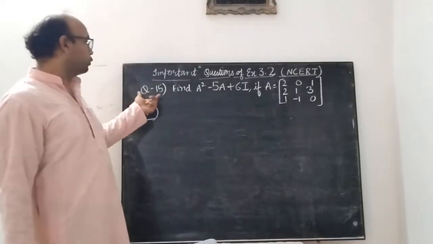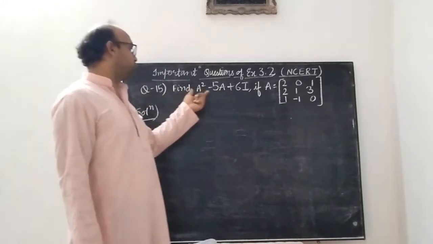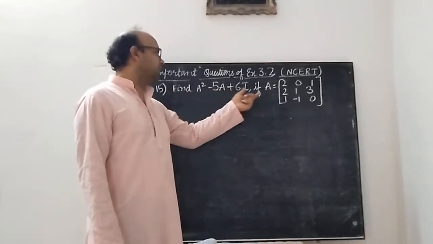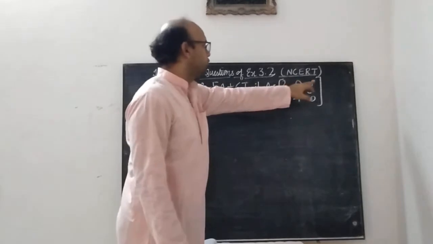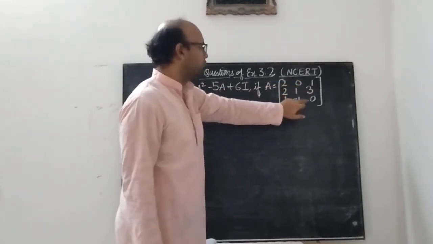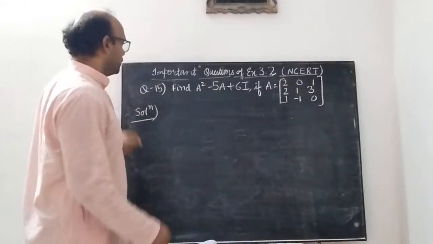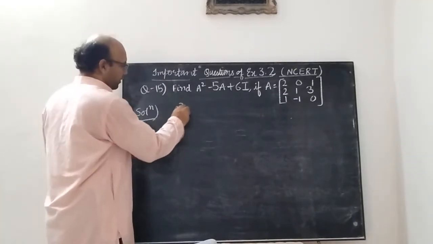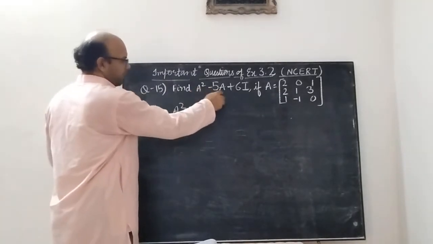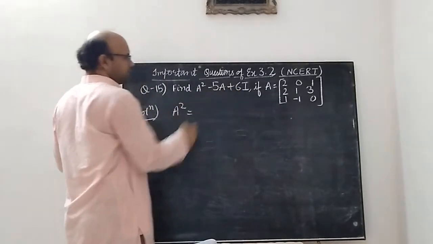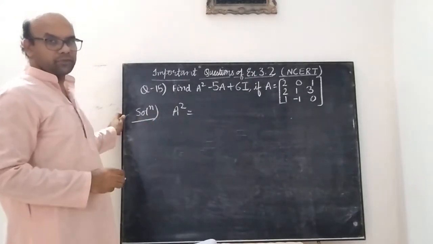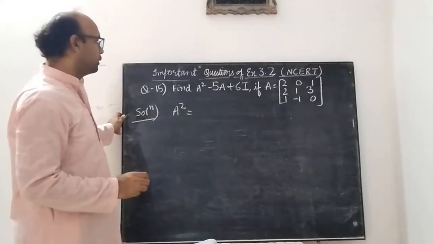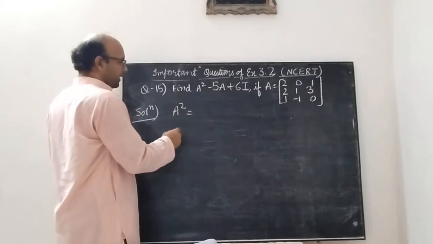Now we just move on to question number 15. Find A squared minus 5A plus 6I if A is equal to [2 0 1; 2 1 3; 1 -1 0]. So what we do is, we first of all find A squared, we find 5A, we find 6I, and then we substitute those values in this expression to obtain the value.